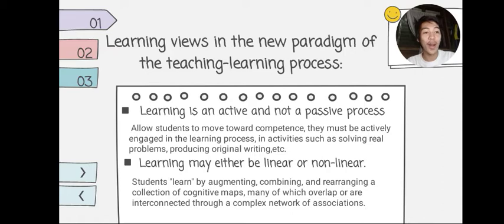Students learn by augmenting, combining, and rearranging a collection of cognitive maps, many of which overlap or are interconnected through a complex network of associations. Meaning, the knowledge and concepts in one study are connected to another. For example, statistics is connected to research. So there is a continuity of knowledge and the application of the learned knowledge.